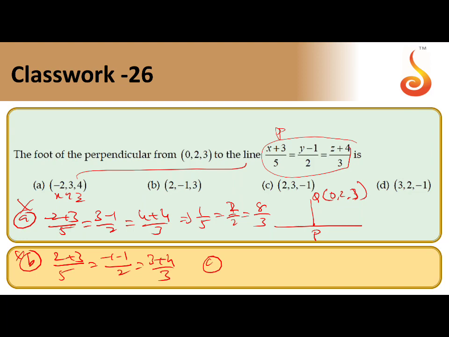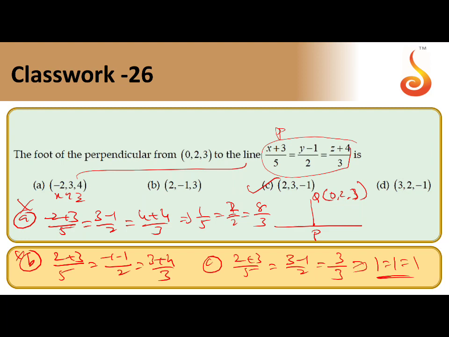Option C you can go for. 2 plus 3, next 3 minus 1 by 2 equal to, so here minus 1 plus 4 by 3. What comes here? 5 by 5 is 1, 2 by 2 is 1, equal to 1. That means this is a point satisfying. Option C is right. If you want, you can check for D option also.